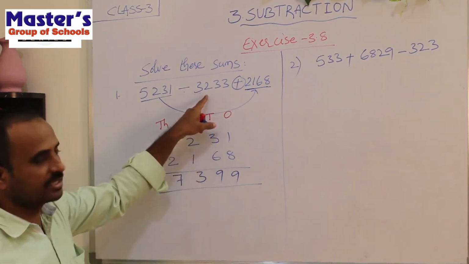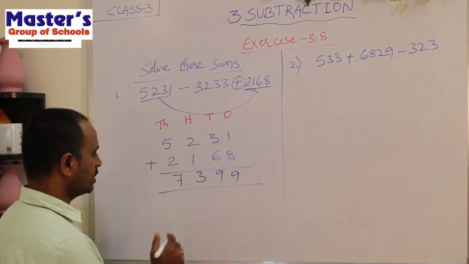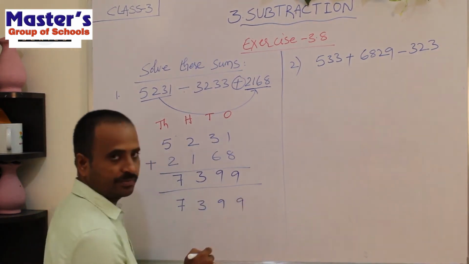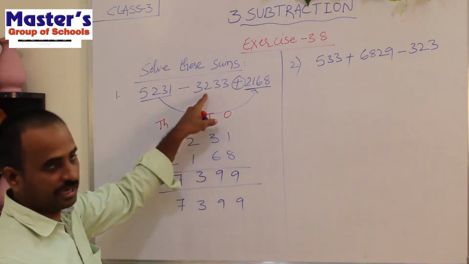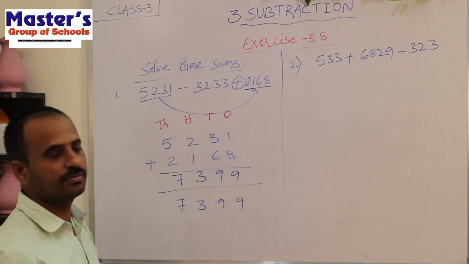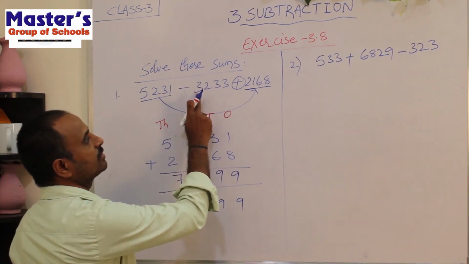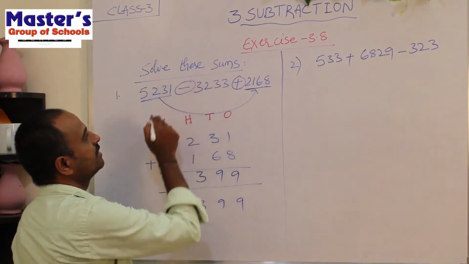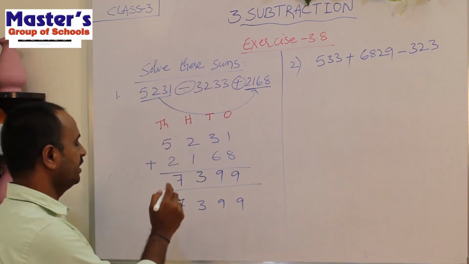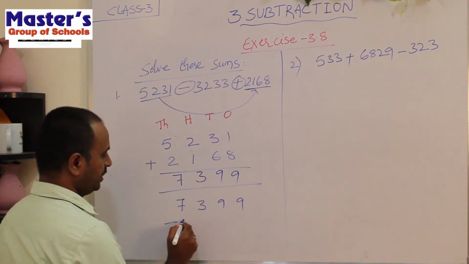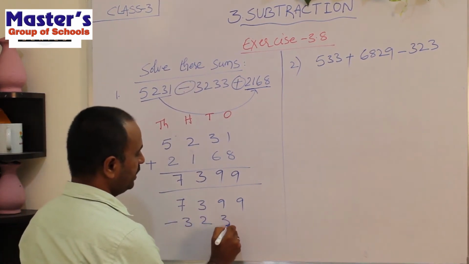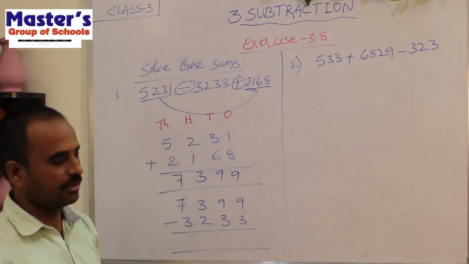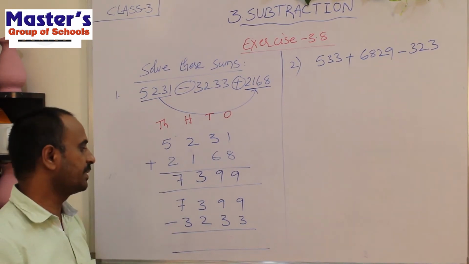Now subtract this number from this sum. So write the sum first. 7,399 is the sum, and subtract the other number, that is the third number, from this sum. So what is the third number here? 3,233. We have to subtract this number because this number has minus before it. So write this number, minus 3,233. So now do the subtraction. So minus means subtraction. So do the subtraction here.